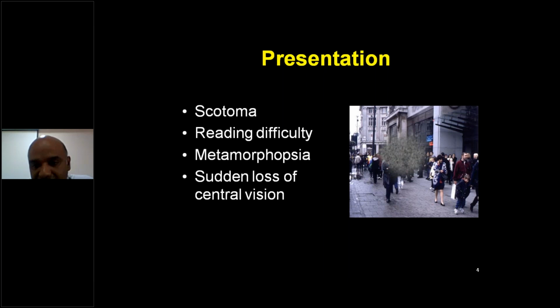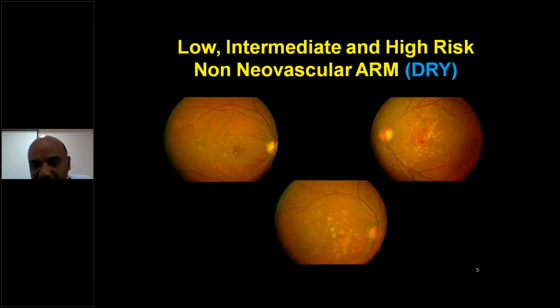Now, this is the basic. What happens in the pigment epithelium? What is happening in the retina? What is dry AMD? How does a patient present? Now, I will show you a few pictures of dry AMD.